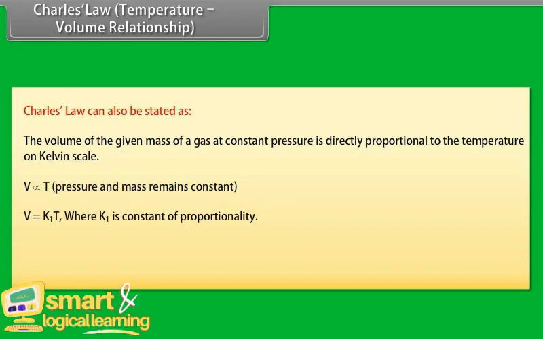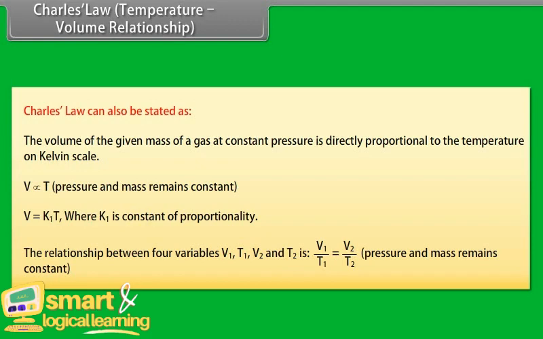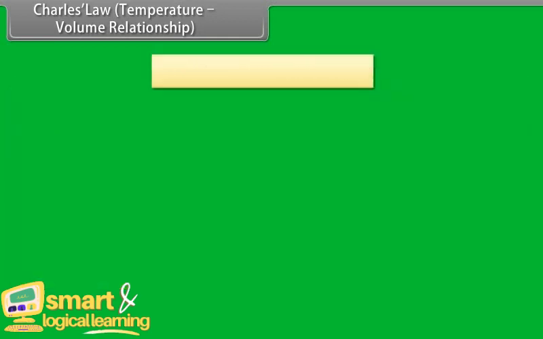Let V1 be the volume of a certain mass of a gas at temperature T1 and at pressure P. If the temperature is changed to T2 keeping pressure constant, the volume changes to V2. The relationship between the four variables V1, T1, V2 and T2 is V1 by T1 is equal to V2 by T2 at constant pressure and mass.